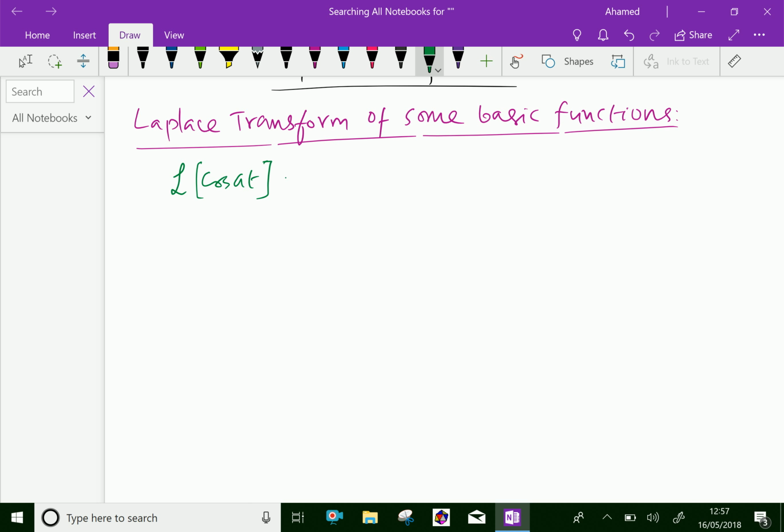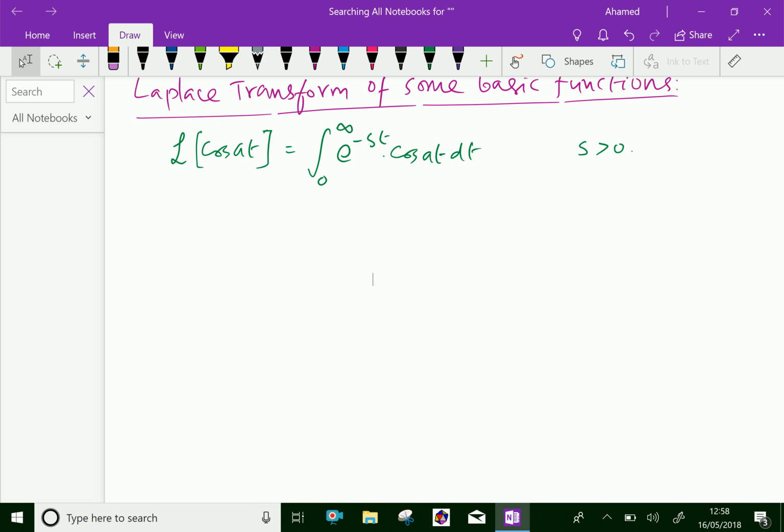By definition, we know that the Laplace transform of some function equals the integral from 0 to infinity of e power minus st into that function, that is cos of at dt, where s is greater than 0. Now let us integrate by parts. Here e power minus st is the first function and cos at is the second function.